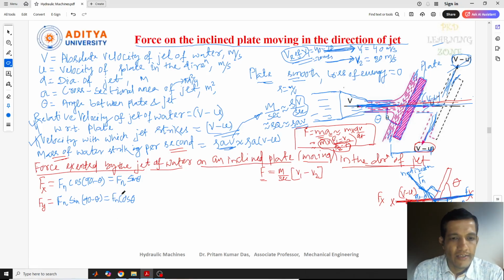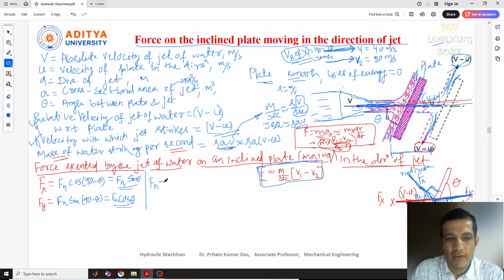Anyway, finally this is our requirement. We need to find out the force exerted by the jet of water in the direction of jet on the inclined plate, which is in moving condition. Now this is our requirement, Fn sin theta, Fn cos theta. What about this Fn? Fn also we need to find out in the same way, how we have calculated this formula, mass into acceleration. So let's find out the Fn here.